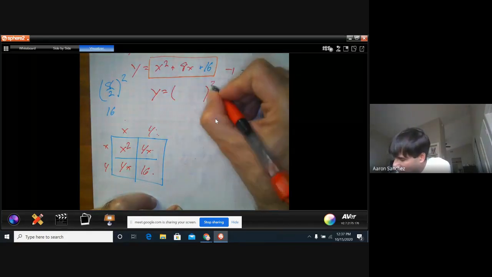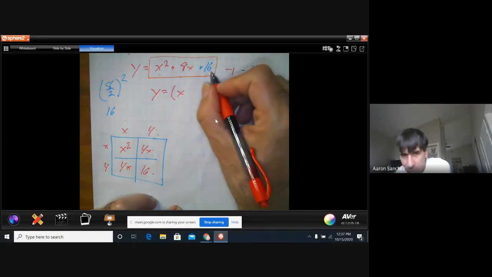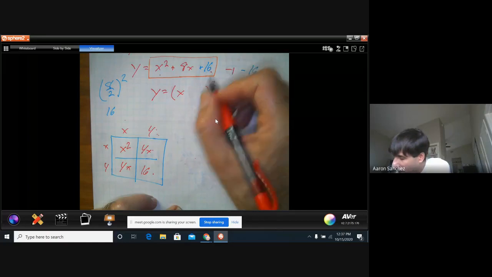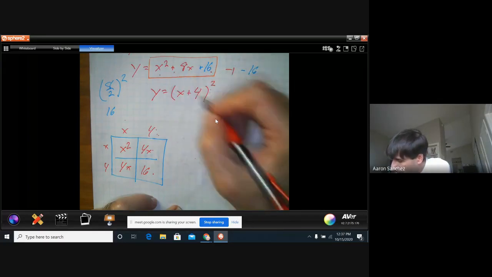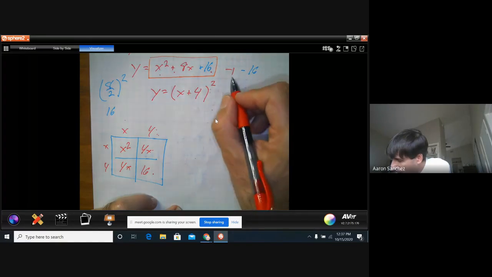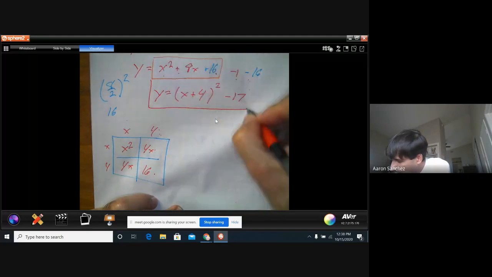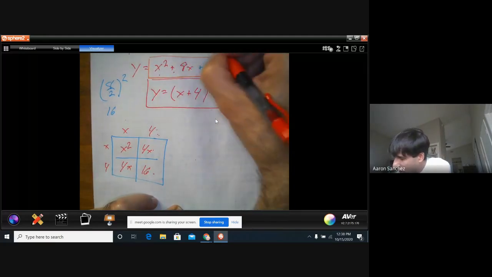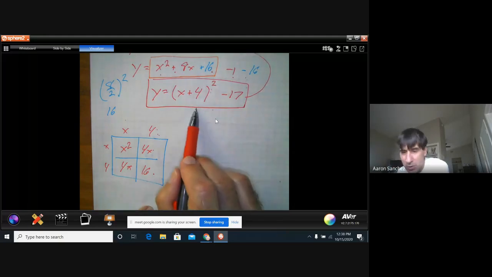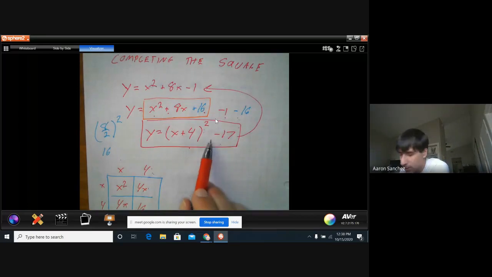And that's going to equal square root of x squared is x. What's the square root of 16? 4. And then this is the plus. I put a plus there. And then I go -1 minus 16 is -17. And now that is completing the square. So now I can graph this by knowing that the vertex is 4 to the left and 17 down. This equals that.